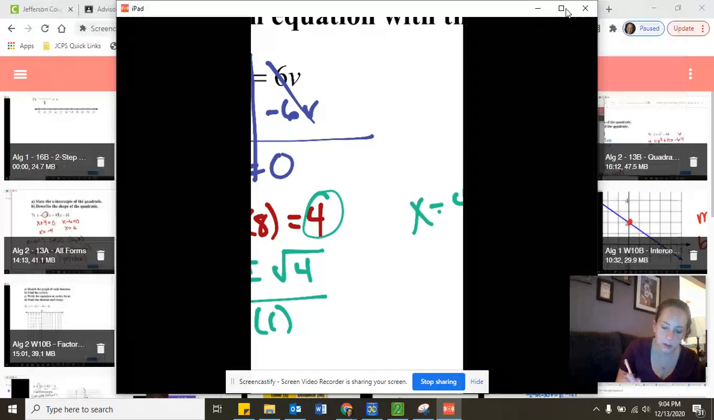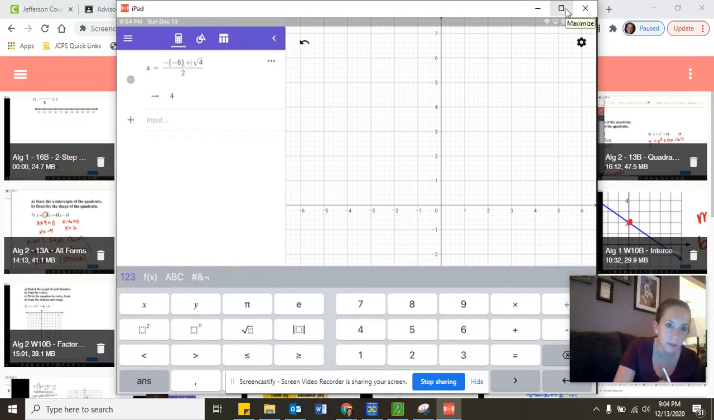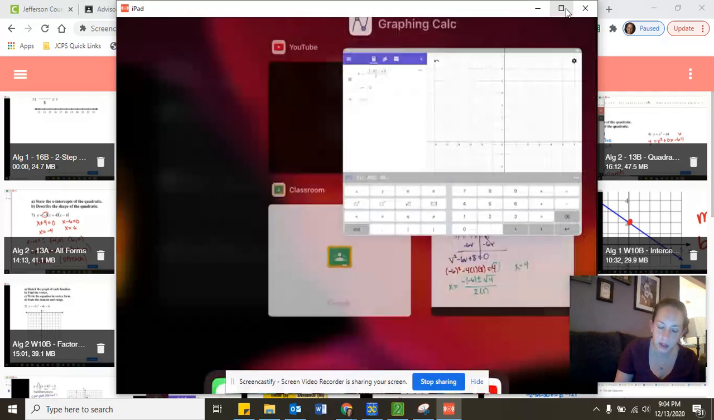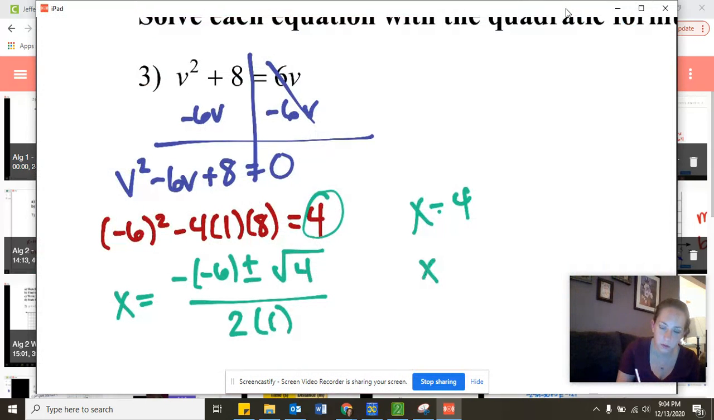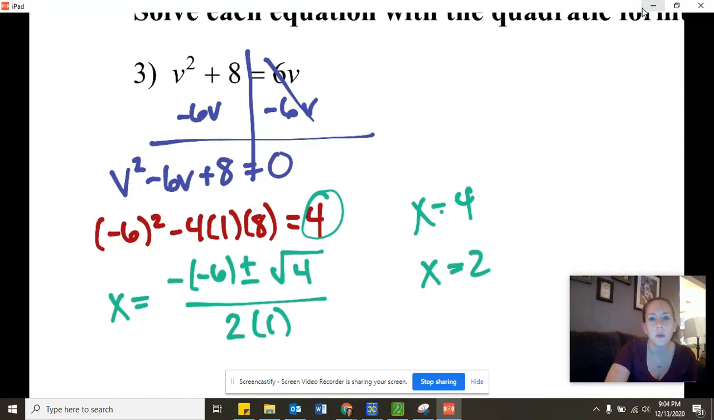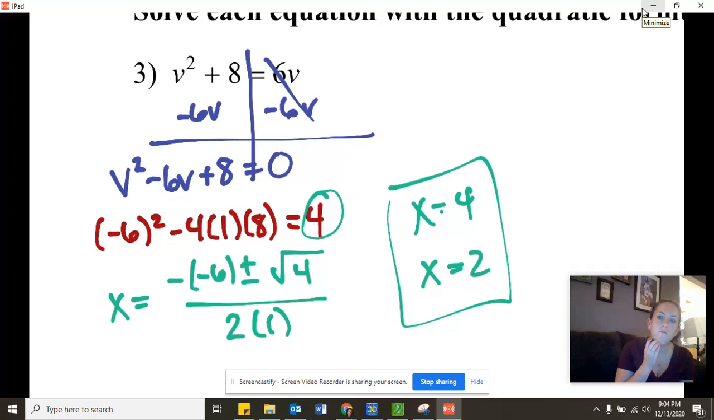Then I'm going to go back and change that plus to a minus. I'm going to get 2. So I've got x equals 4 and x equals 2. Those are my 2 answers. Okay. And remember, if you're using a graphing calculator to get the big fraction thing, you do alpha y equals enter.